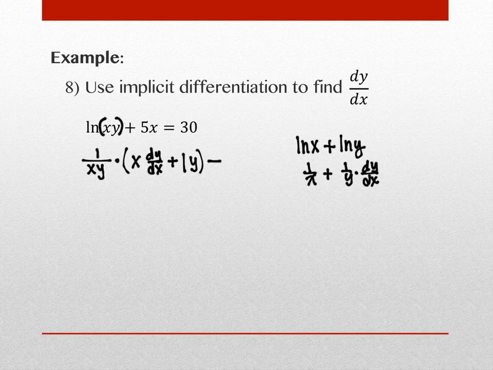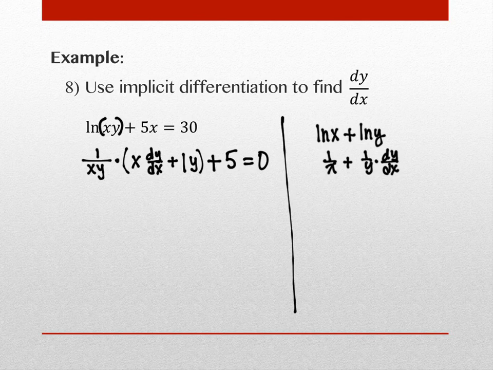What's the derivative of the 5x? 5. And then the derivative of 30? 0. So let me actually, since you mentioned it, Sophia, we'll do it both directions so that we can see it all play out. Plus 5x equals 30, plus 5 equals 0. Okay. If you've done it the first way that I did it, you need to distribute that 1 over xy through the parentheses. Okay?